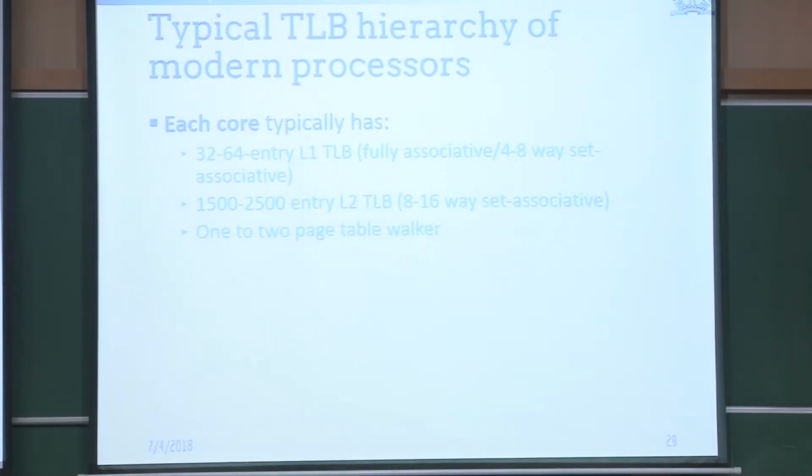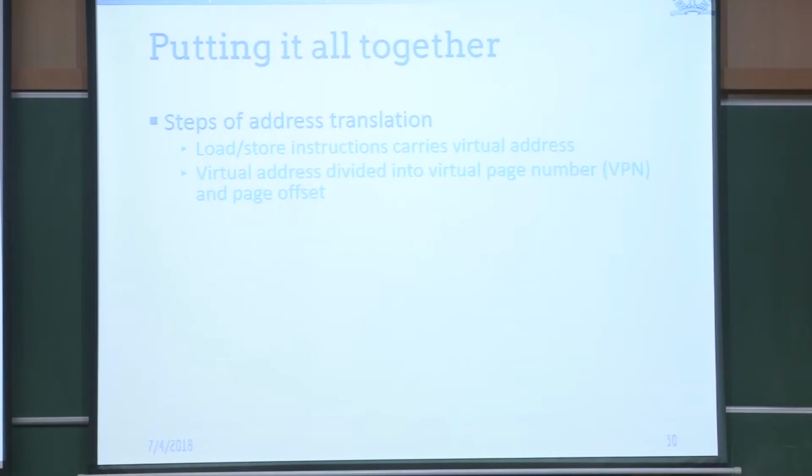Okay, so just to give you an idea of what real desktop to server kind of processors have as a TLB hierarchy, they typically would have a 32 to 64 entry L1 TLB, sometimes fully associative, sometimes a set associative kind of TLB. There are like 1500 to 2500 entries at the level 2 TLBs and so on. And all these things are private to each core. These are typical numbers. I'm just giving you a sense of where things stand, not exactly what each processor should have. These are performance optimizations.